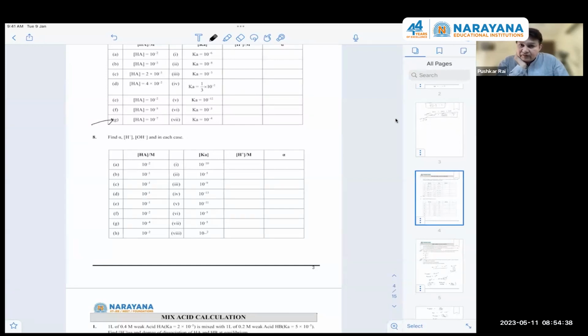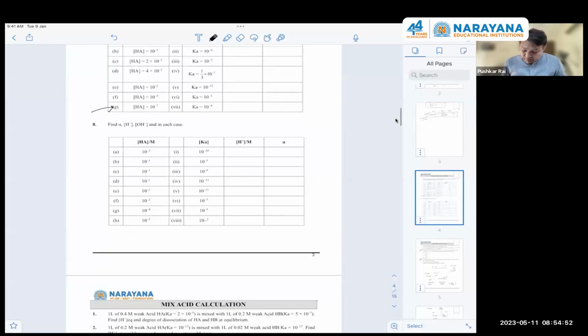Have you verified that alpha is really equal to 1? Yes, sir. How did you verify it? I mean, finally, if I get 0.999, then it is matching my approximation. Perfect. Good. Very good.